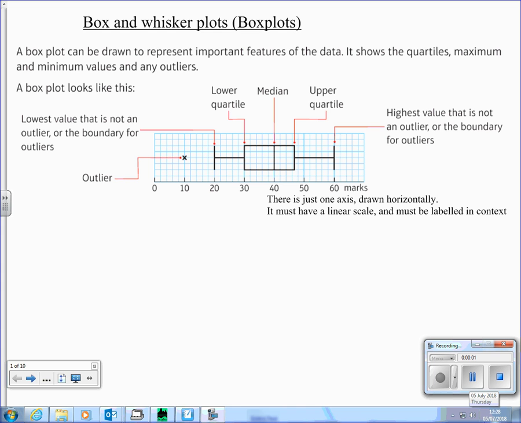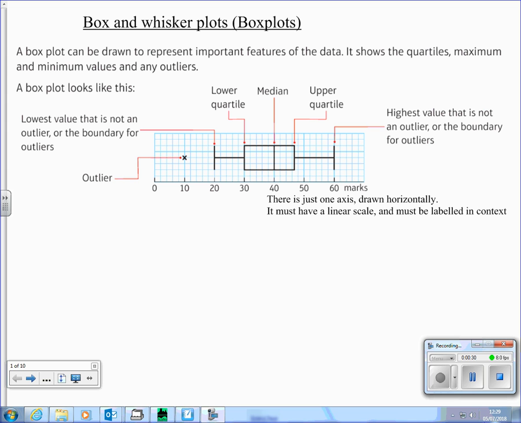Many of you will have studied box and whisker plots at GCSE, so a lot of this will be revision, but taking the topic a little bit further. For a box and whisker diagram, you need to have an axis, usually drawn horizontally, with a linear scale. So notice the numbers 0, 10, 20, 30, 40 are evenly spaced on the axis, and the axis must be labelled in context.